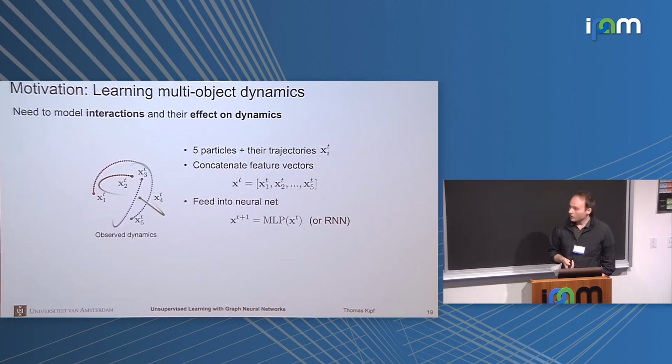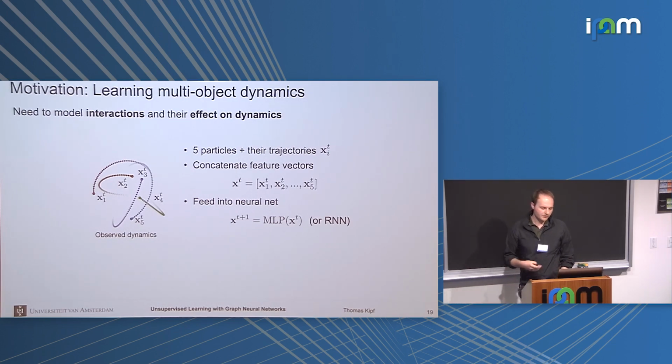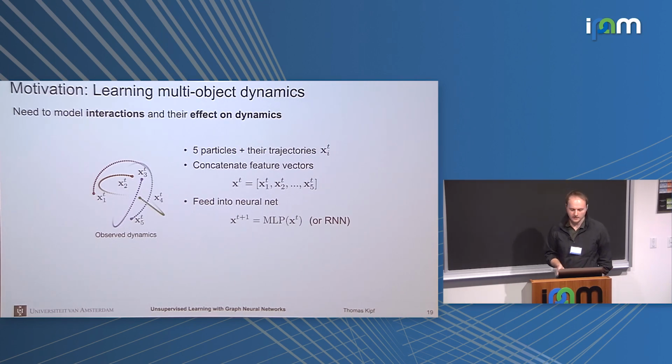If you try to build a model for this type of data, then classically, in the machine learning toolbox, what you would do is take all the particles and their trajectories, encode them as feature vectors, concatenate all these feature vectors, and then feed them into some MLP or some RNN if you want to model the dynamics. And surprisingly, this already works quite well.